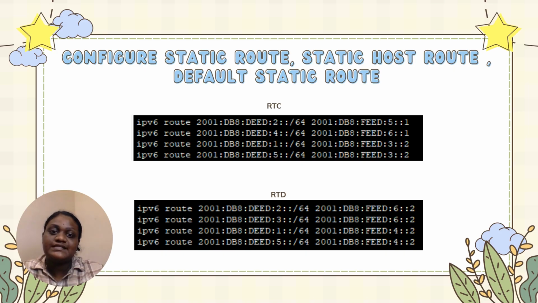So in summary, static routes manually add paths that control traffic flow. Static host routes are for single devices, and the default route acts as the backup path for all unknown destinations.